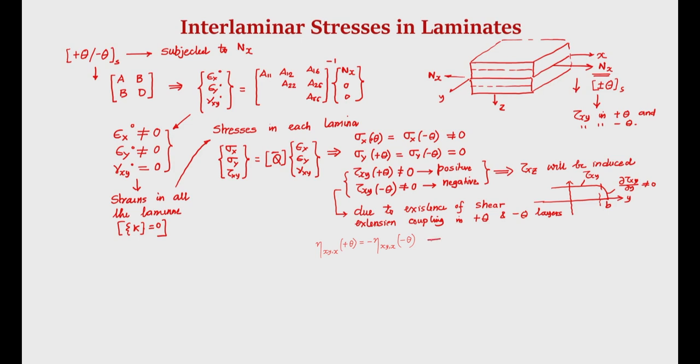Okay. And this difference is responsible for tau xz. We have two adjacent layers, and for two adjacent layers plus theta and minus theta, there is a difference in the shear extension coupling, and because of this at the interface, the interlaminar shear stress tau xz is developed.